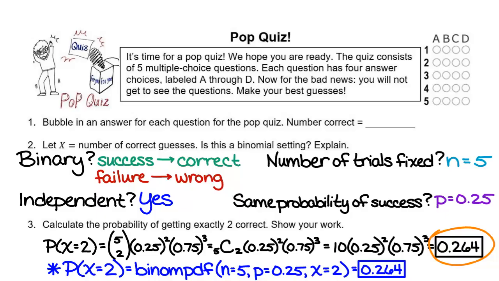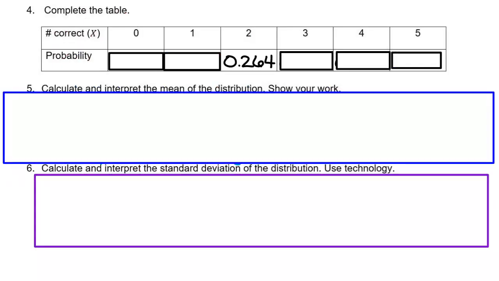I want you guys now to fill in the rest of this table. We just did this piece. So I want you to use the binom PDF to find the probability of getting exactly 1 question correct. Sorry, exactly 0, exactly 1, exactly 3, 4, and 5. I'm only going to give about a minute to do this.